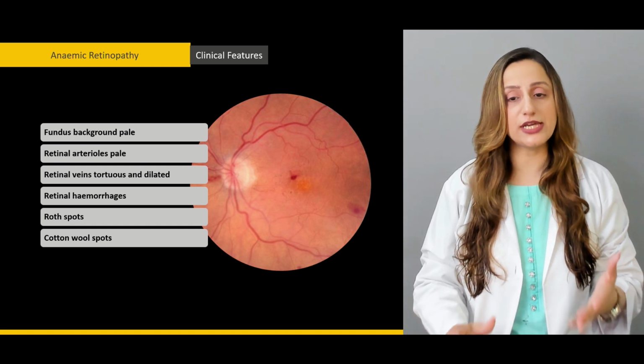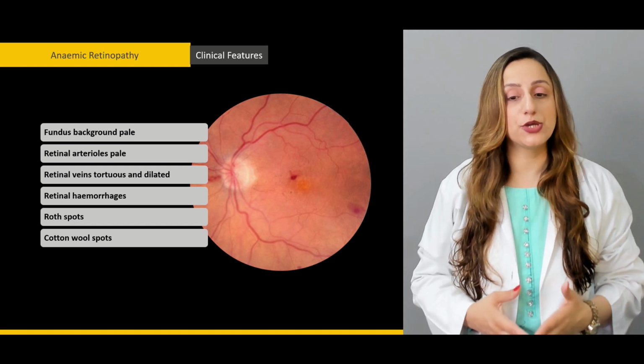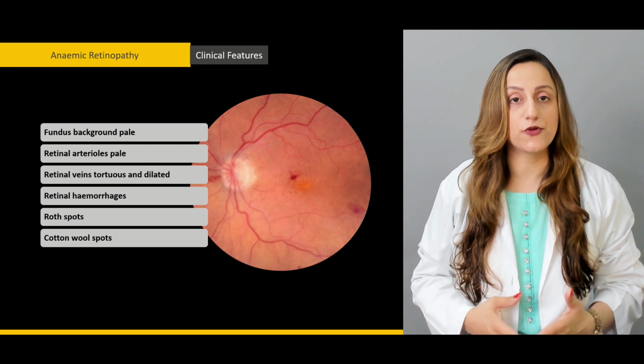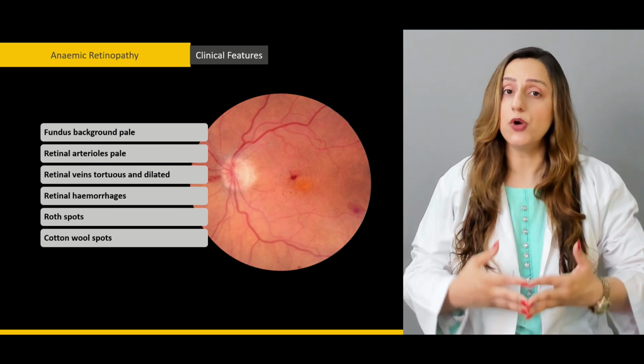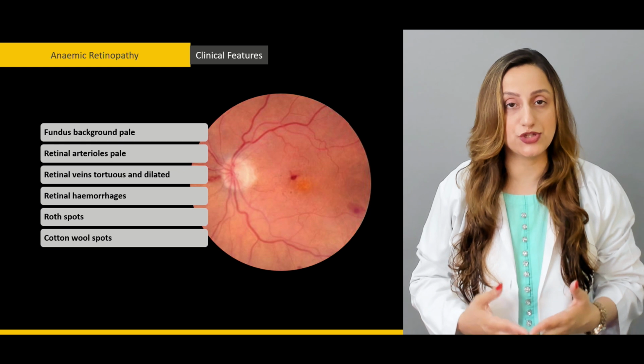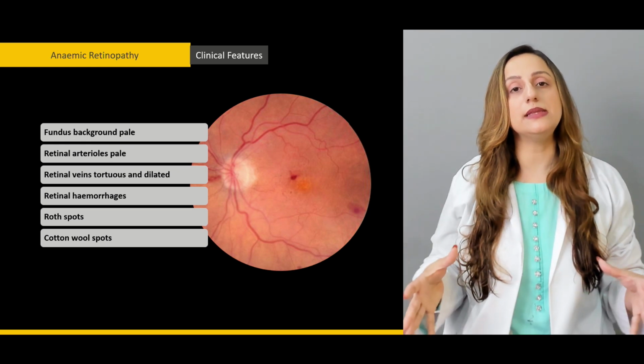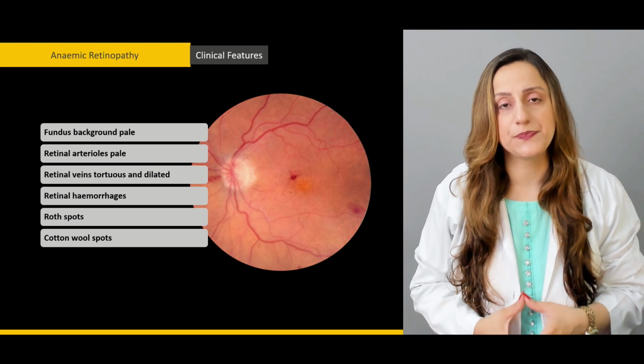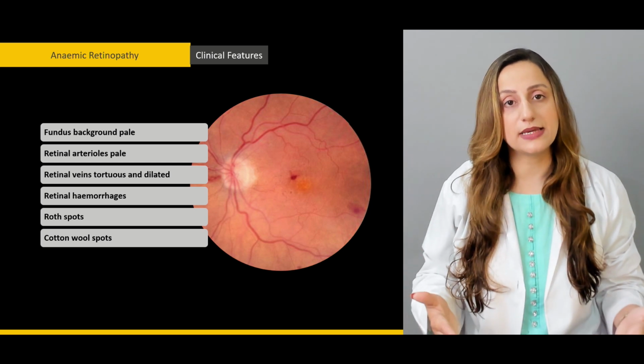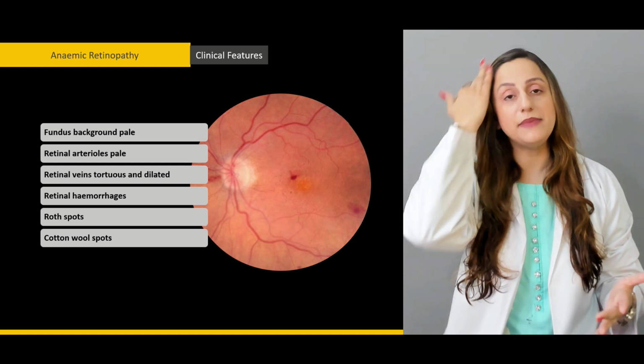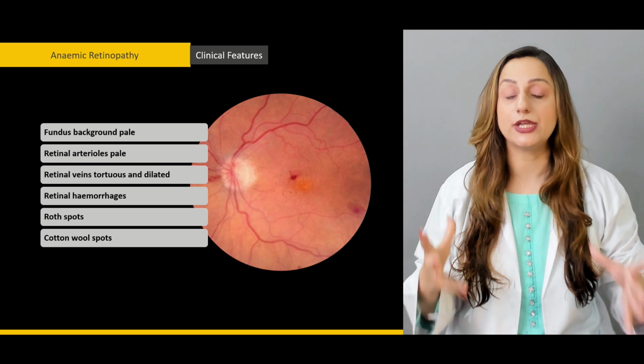So all of these changes are quite peculiar in a patient who is suffering from anemic retinopathy. Along with these particular clinical features, you're going to systemically examine the individual as well. When you are performing the systemic examination, you are basically making the diagnosis more clear in your mind.